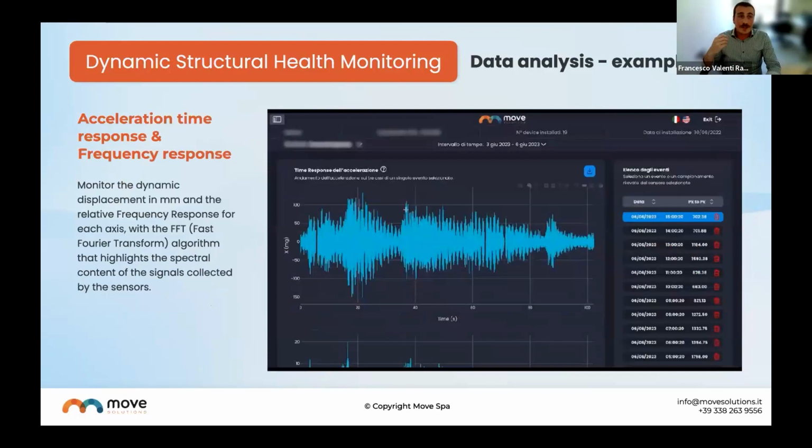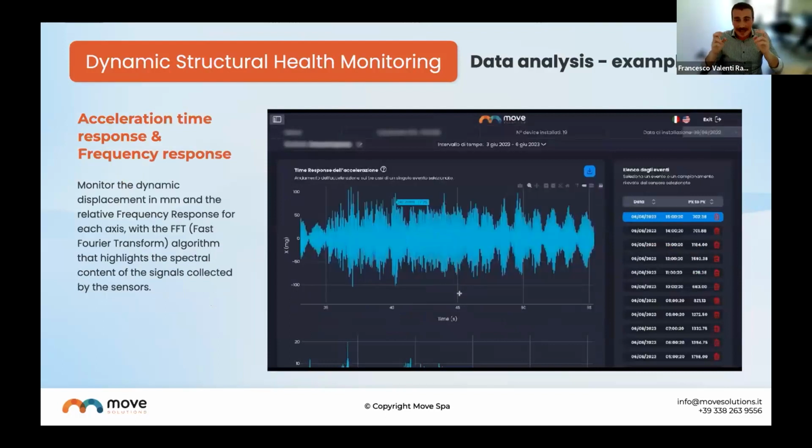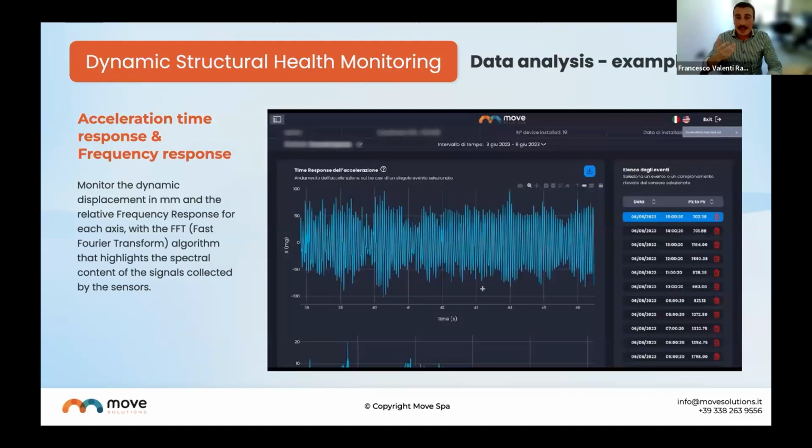Then, returning to raw data, we have the raw data from the accelerometer, same as the DEX before. Each event in the right column corresponds to a vibration detected by our sensor.